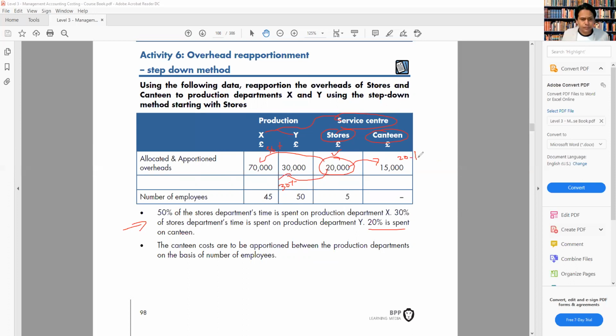The next one says the canteen costs are to be apportioned between the production departments on the basis of number of employees. So after that, this 20% will be added here. Whatever comes from the store, 20% will be added here, and the new figure will be split between X and Y based on the number of employees in X and Y. That's all we're going to do. So let's do that.